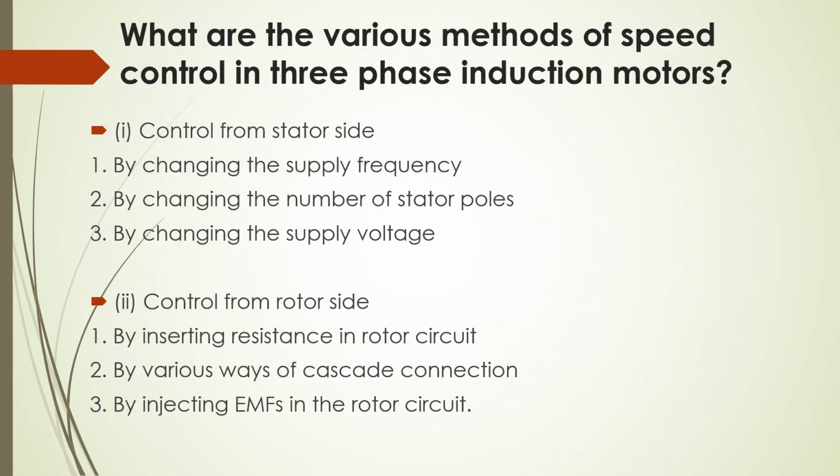What are the various methods of speed control in three-phase induction motors? Speed can be controlled from the stator side by changing the supply frequency, by changing the number of poles, and by changing the supply voltage. The speed can be changed from the rotor side by inserting resistance in the rotor circuit, by various ways of cascade connections, and by injecting EMF in the rotor circuit. But normally in the squirrel cage induction motor, nothing of this kind can be done from the rotor side.